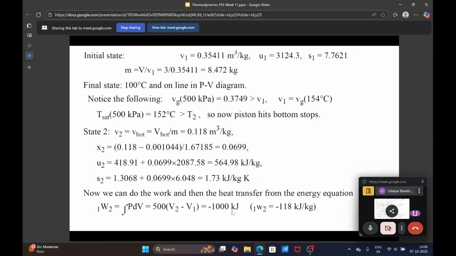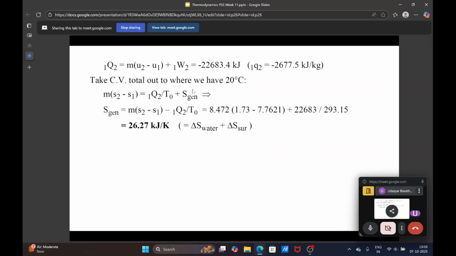So we get work done to be minus 118 kilojoule per kg. So 1000 divided by the total mass, that is 8.472, it gives you minus 118 kilojoule per kg. So that is the specific work, and the total heat transfer which is happening. So applying first law, we get change in energy plus the work done. So what we get is minus 22683.4 kilojoule, or specific heat is minus 2677.5 kilojoule per kg.